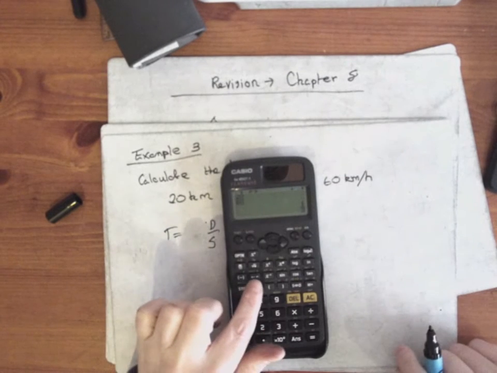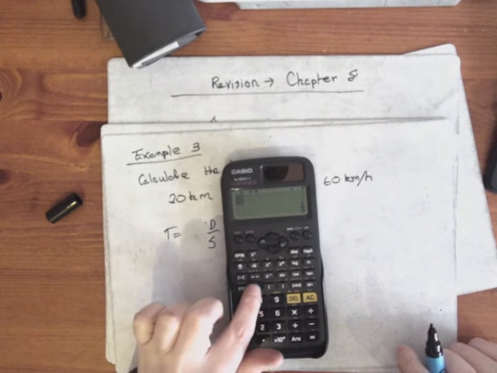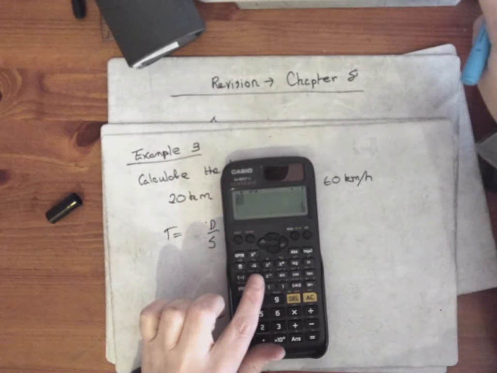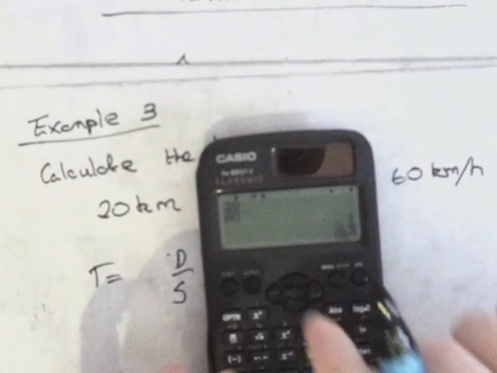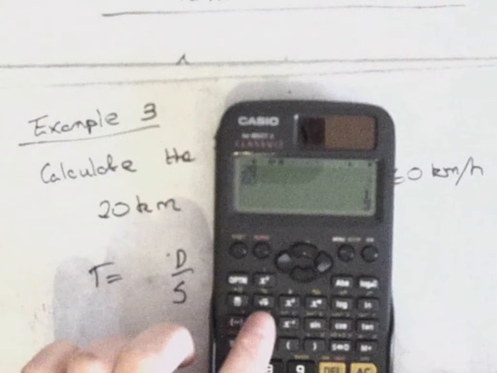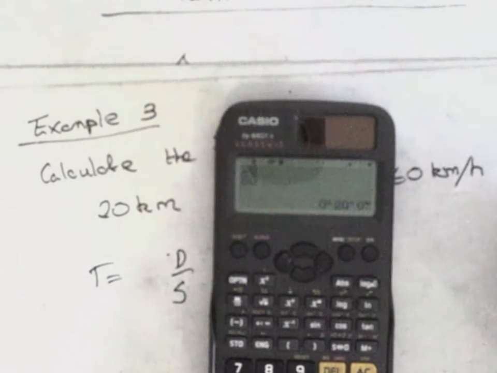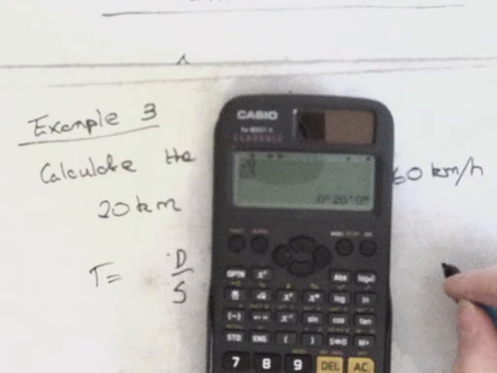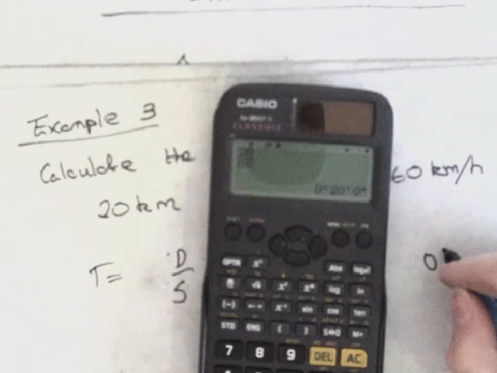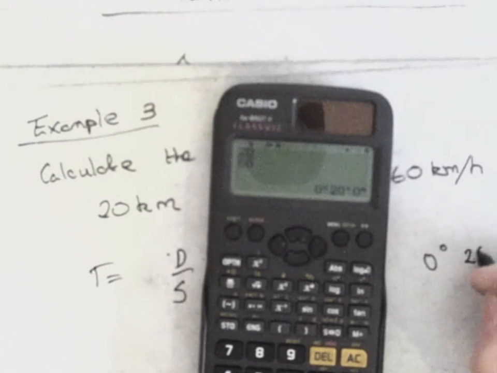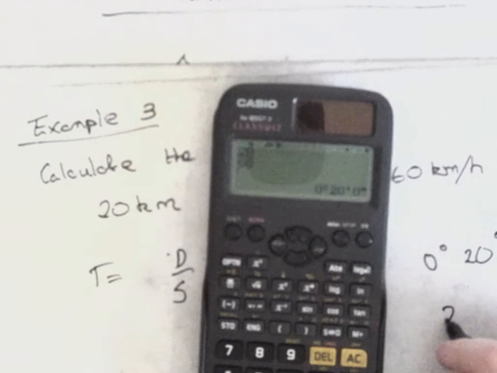All you have to do is press the button with the commas on it. When you get the 1/3 up, press the button with the commas on it, and it'll tell you that's 0 hours 20 minutes. So you can just write down that that's 20 minutes.